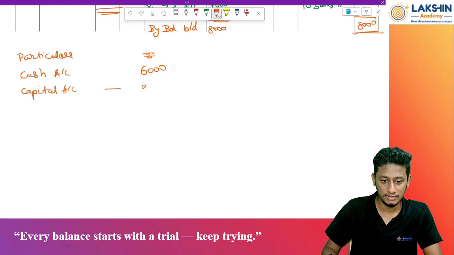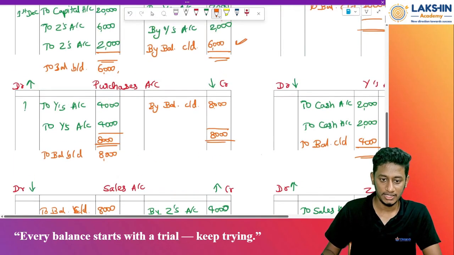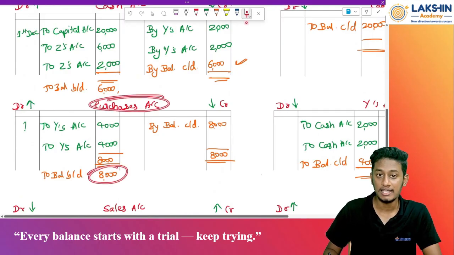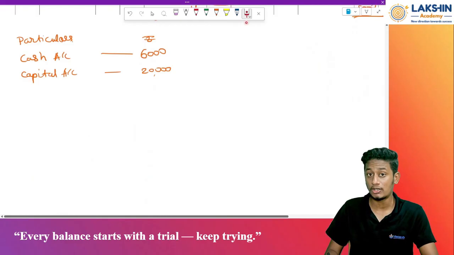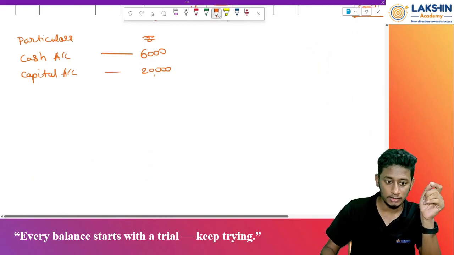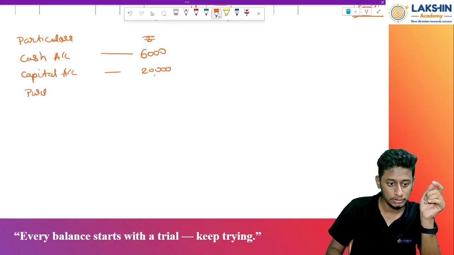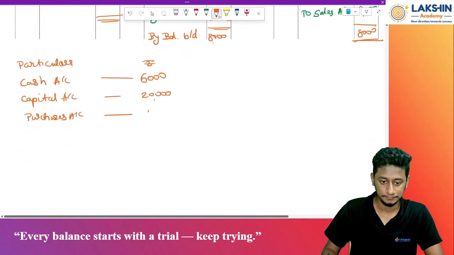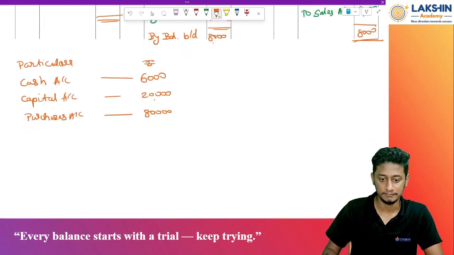Capital account has 20,000 rupees. Then next, purchases account has a closing balance of 8,000. I am not writing debit or credit. I am not at all taking into consideration debit or credit. Why? You will see. Purchases account will have how much? 8,000.